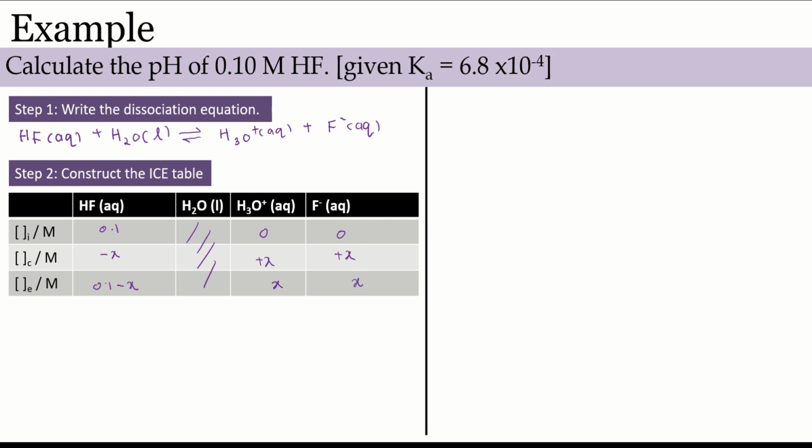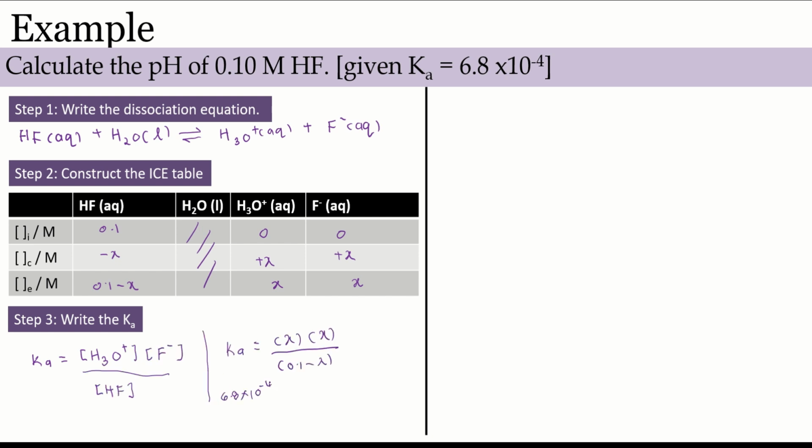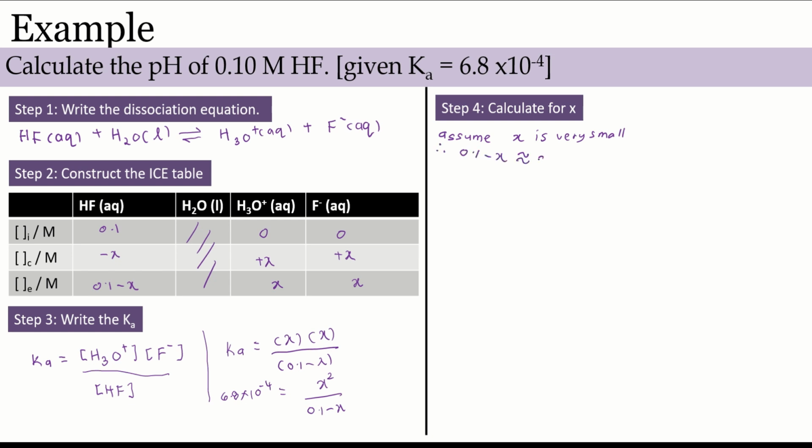Okay. So, next, apa kita perlu buat adalah kita cari dia punya Ka. So, kita tahu bahawa Ka is equal to, now kita nak calculate for X. Assume X is very small. Therefore, 0.1 minus X is approximately 0.1. So, you akan dapat nilai X is equal to 8.25 times 10 to the power of negative 3.